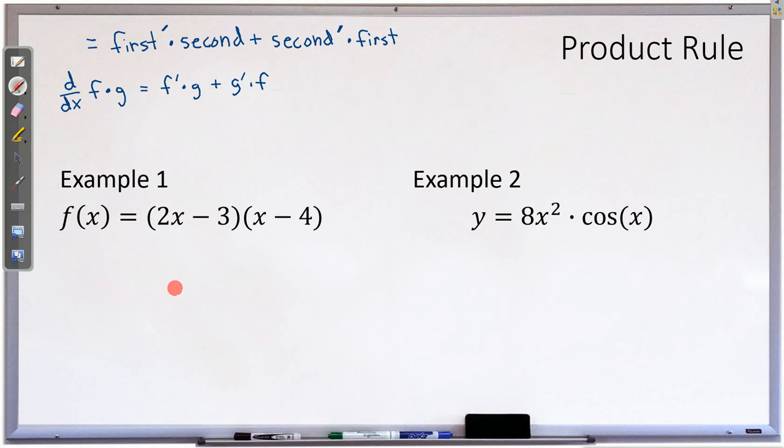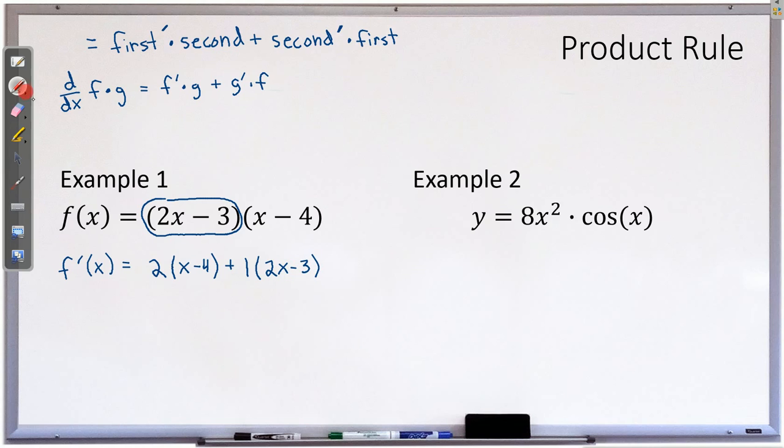So let's take the derivative of these two functions that are composites of two functions. f prime: we're going to take the derivative of the first. The derivative of 2x minus 3 is just 2, times the second, x minus 4. I'm not going to change the x minus 4 at all. Plus the derivative of the second, x minus 4, which is just 1, times the first, 2x minus 3.